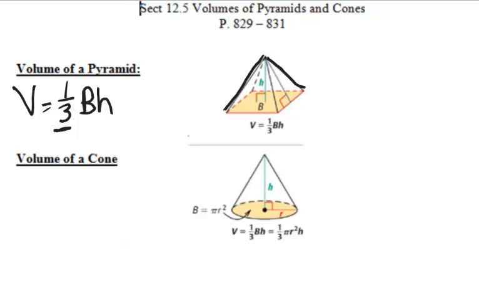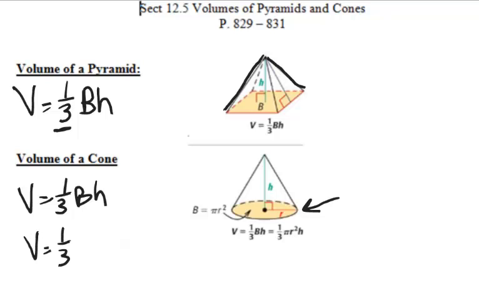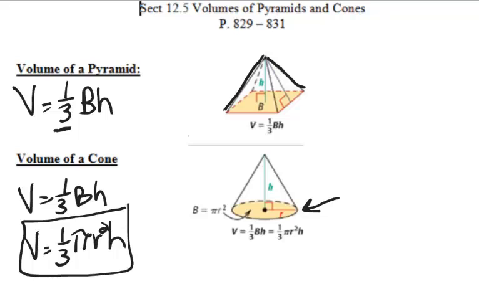Volume of a cone is going to really be the same thing. It's 1/3 of your base times your height. But again, with a cone, think about what that base is. The base is a circle. So my volume is going to be 1/3 of the area of the base, which is pi r squared for a circle, times the height. So that's going to be your volume formula.